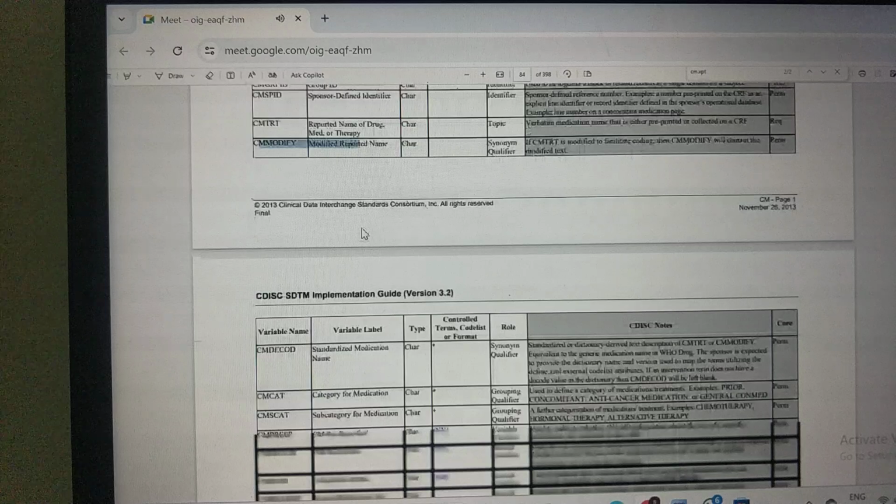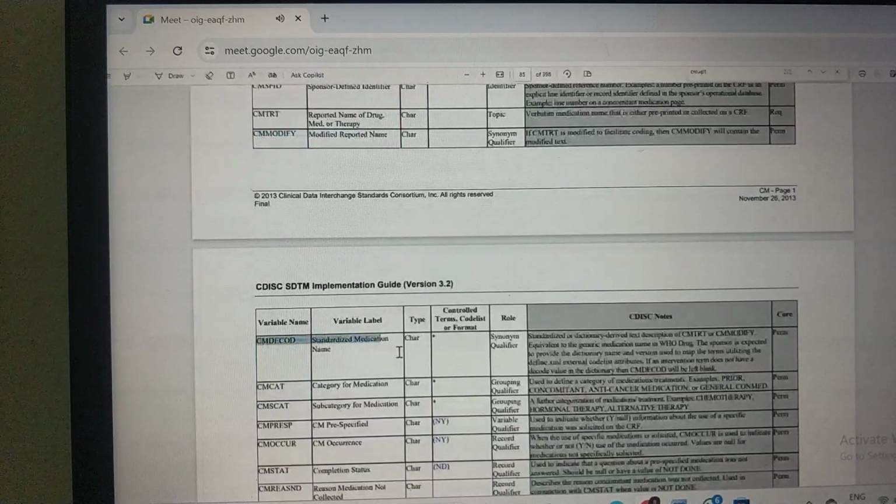Okay, so again, CMDECOD comes from CMMODIFY, and CMDECOD comes from the WHO Drug Dictionary, WHO, World Health Organization Drug Dictionary. So if you can see, the WHO Drug Dictionary will come here. Again, as I said yesterday in adverse events, we will use the MedDRA dictionary for those coding terms. Whether it's the WHO Drug Dictionary or MedDRA, all the coding variables come from Clinical Data Management.